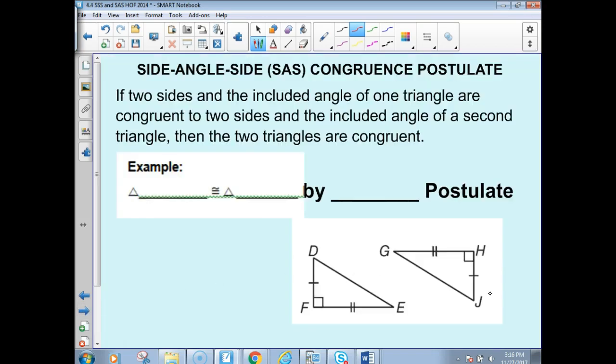All right, now we're going back and doing side angle side. The side angle side congruence postulate says if two sides and the included angle of one triangle are congruent to two sides and the included angle of a second triangle, then the two triangles are congruent. So in this example, someone give me a letter order for one of the triangles. I don't care which one.